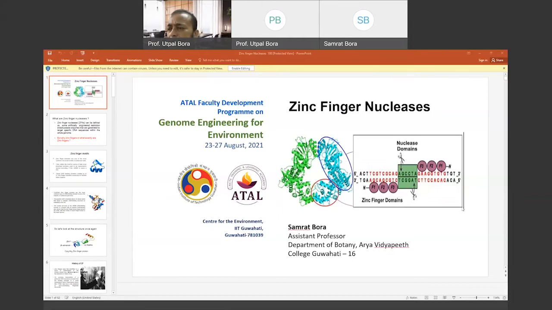For example, the alpha helix is connected to the beta sheet, and this zinc ion is what is making this whole molecule compact, and you can see that it is held together by the zinc ion that is present there.